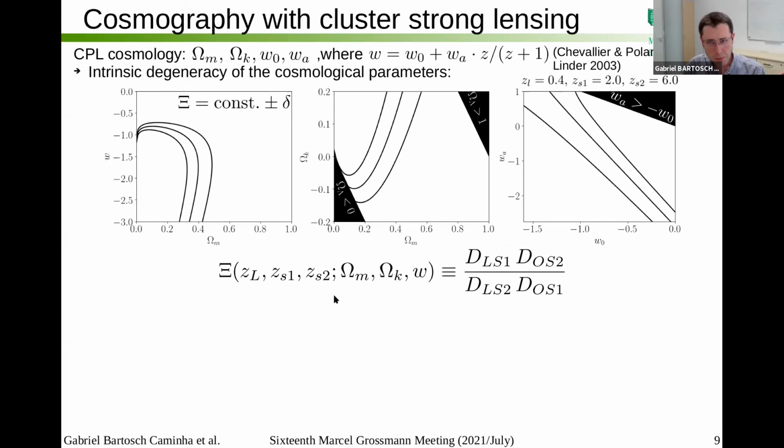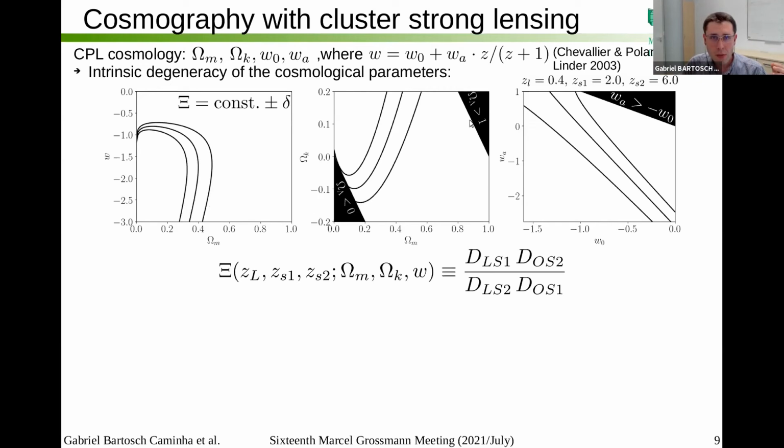If you look in some detail at this quantity, I'm showing here a specific cosmology, the so-called CPL cosmology, where we have these three parameters: omega matter, the curvature, and two quantities that describe the equation of state of dark energy. It's one constant plus another constant times evolution with redshift. So if wa is 0, we have a constant equation of state, and if w0 is -1, we have the standard lambda CDM cosmology. These are the isocontours of this quantity, just to illustrate, and this is what we expect as a degeneracy in our constraints when using this quantity to measure the cosmological parameters.